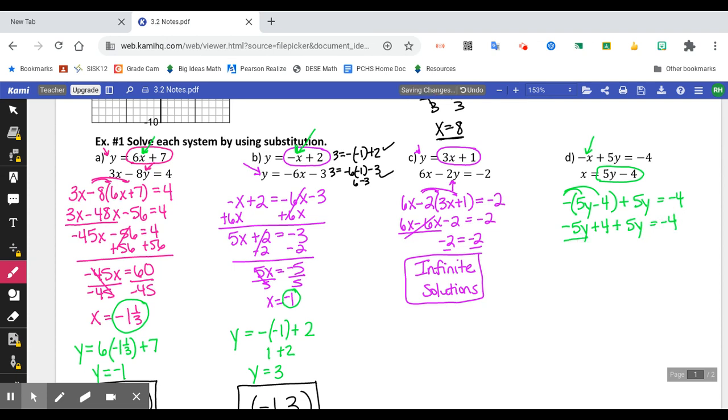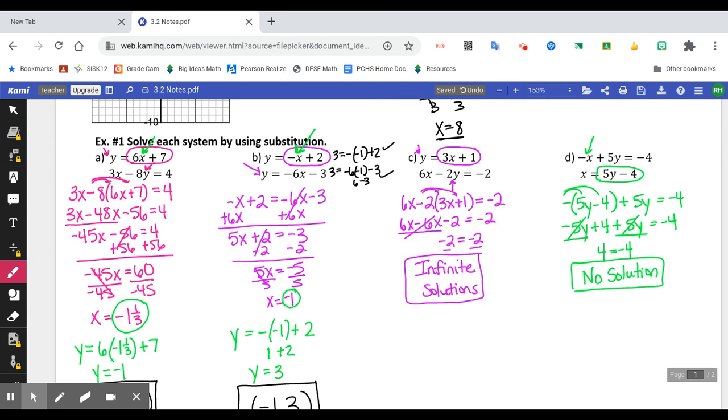Again, if you combine like terms, they're going to cancel. So now I have 4 on the left and negative 4 on the right. Those are not the same value, and we have no variable, so our answer is no solution.